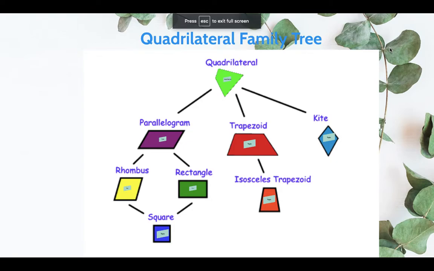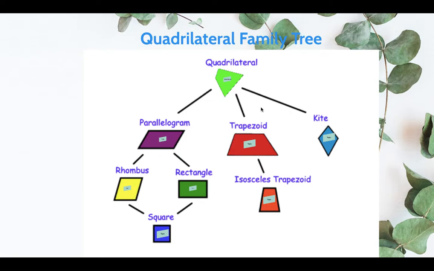Today we're going to continue to talk about quadrilaterals. Yesterday we learned about the parallelogram branch of this family tree. So we learned that a quadrilateral is any four-sided polygon, and one branch of that are parallelograms that have two pairs of parallel and congruent sides. Then we talked about some special cases of parallelograms. Today we're going to talk about trapezoids and then kites.